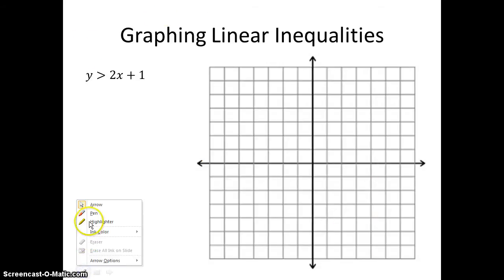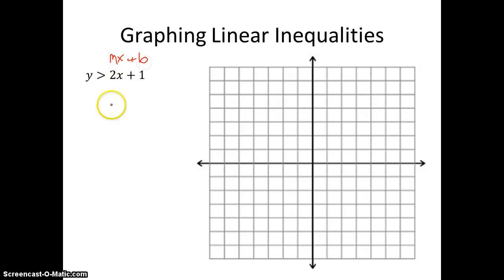As we look at this one, we have y is greater than 2x plus 1. Now we know that this is still in our mx plus b form, where our slope is 2 and our intercept is plus 1. So we'll start here. With a slope of 2, we go up 2 and over 1, up 2, over 1. And we can go down 2 and over 1 as well.